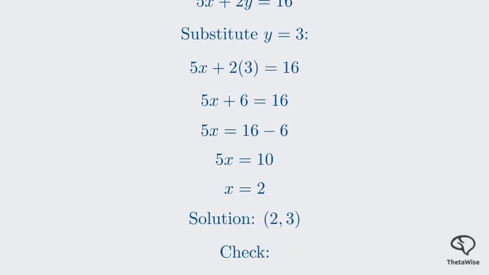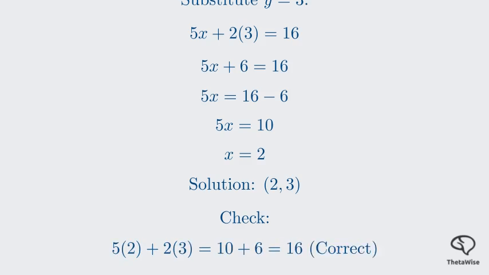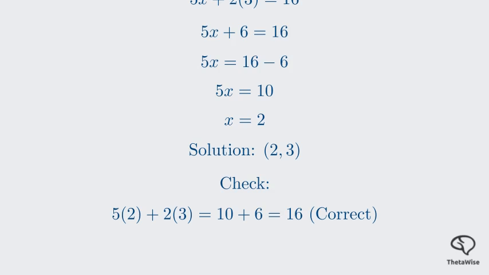Let's quickly check. 5 times 2 plus 2 times 3 is 10 plus 6, which is 16. Correct. 5 times 2 minus 3 times 3 is 10 minus 9, which is 1. Correct. Our solution is verified.